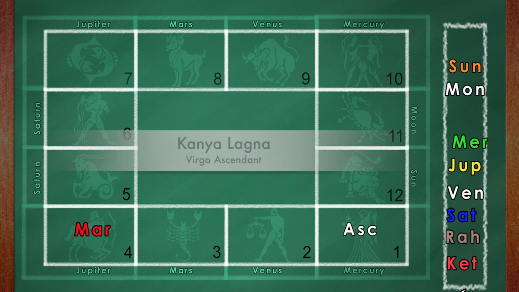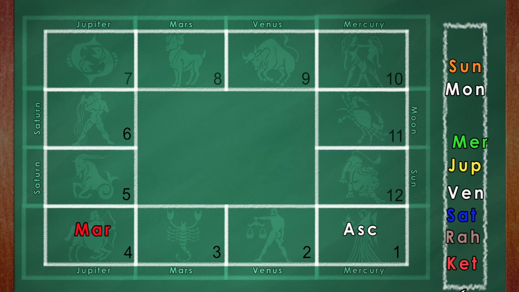So this is Kanya Lagna, Virgo ascendant, and we have Mars in the fourth house. This Mars is definitely better off because it occupies not just the sign of Jupiter, his friend, but Jupiter is also a top natural benefic, and so Mars will try to give more of the positive results despite being the lord of the third and the eighth house.